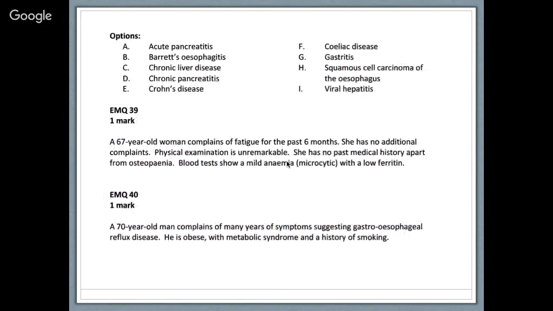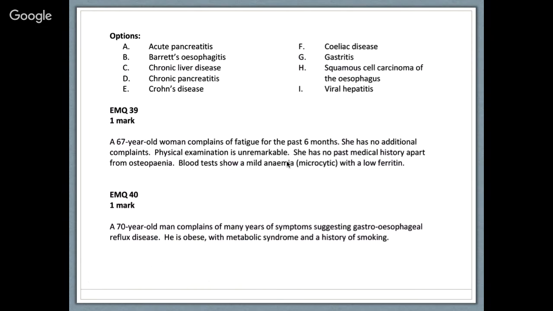Almost at the end, just a couple more questions. A 76-year-old woman with fatigue, no additional complaints, physical examination unremarkable. She has a microcytic anemia with a low ferritin. This one's a bit of a tricky one. Does anyone want to hazard a guess? Crohn's, good guess. Sorry? Celiac, yeah. I guess the osteopenia is something to draw your attention to. And the anemia of chronic disease can be a microcytic hyperchromic anemia.